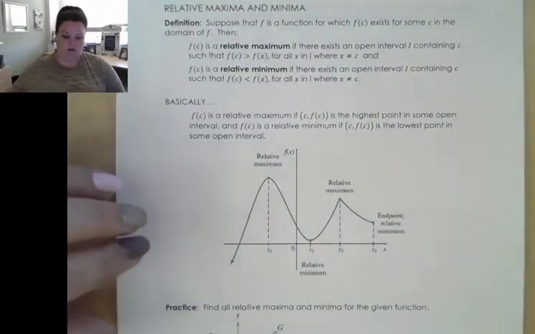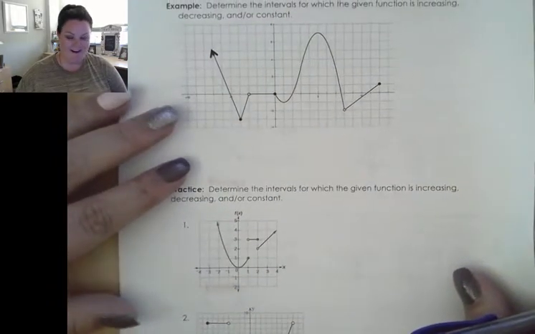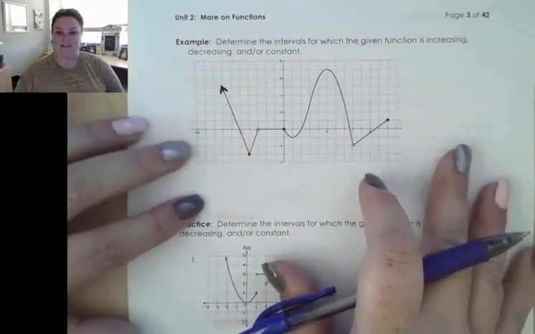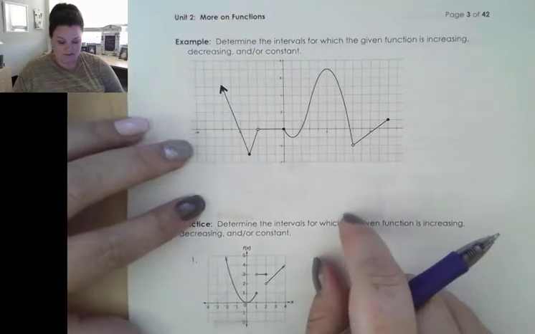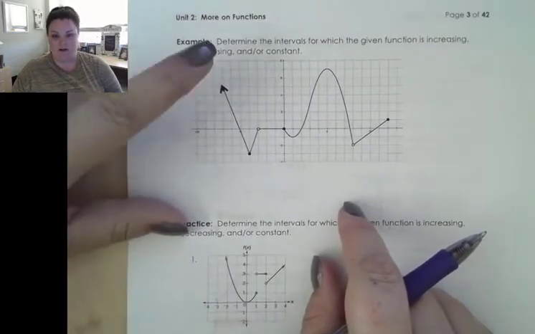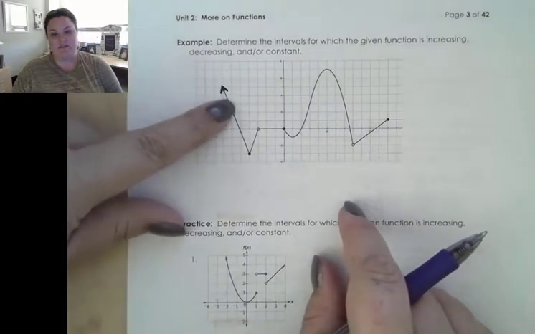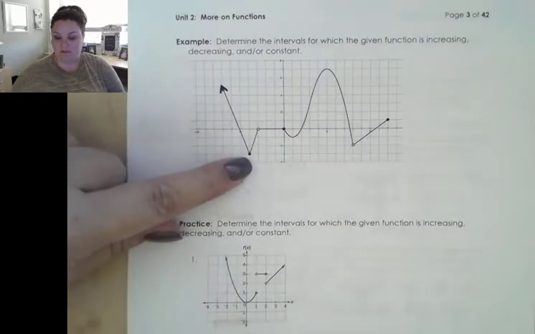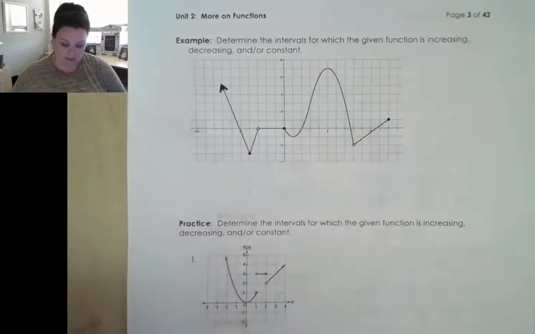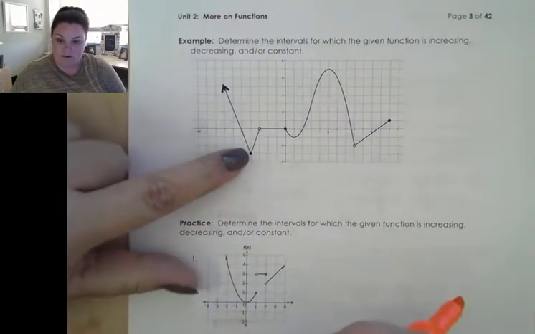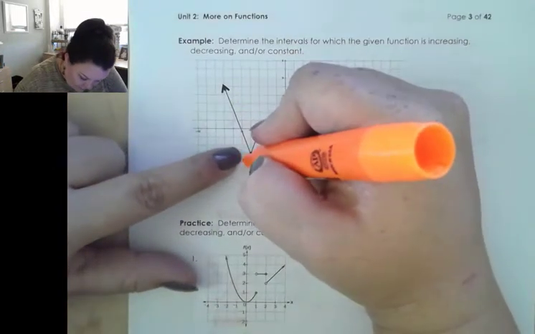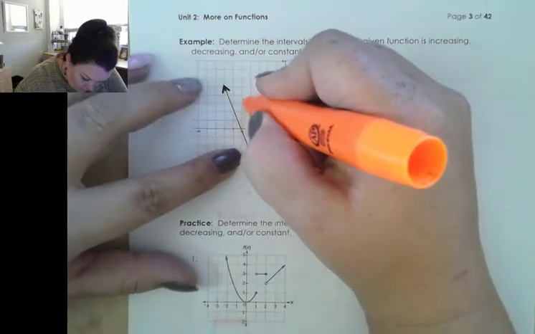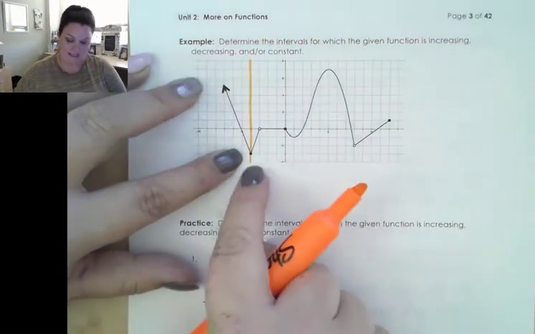Whoops, wrong page. All right, so looking at this graph, I need to trace with my finger. Notice if I start at this arrow up here and I start tracing, my finger is going to fall, right? So that means I'm starting off with a decreasing interval, until I get to this point right here. So I'm going to use a highlighter and draw a line all the way through so that I can see the x value.